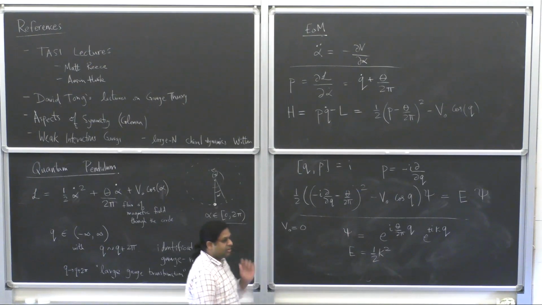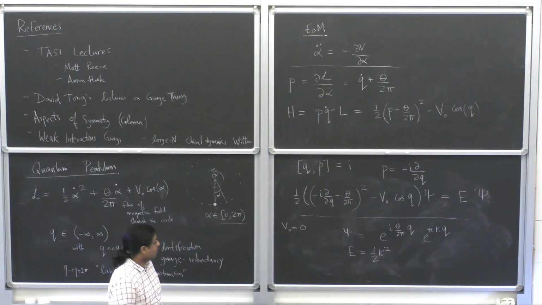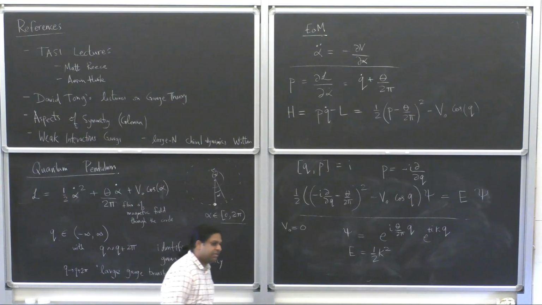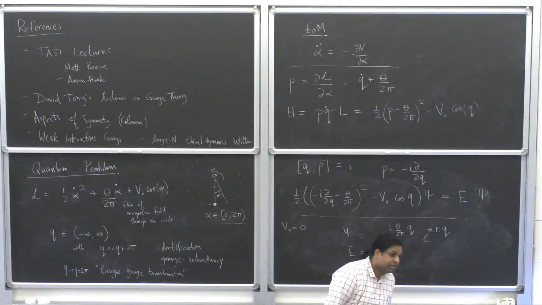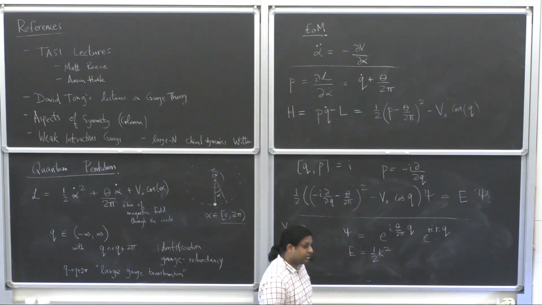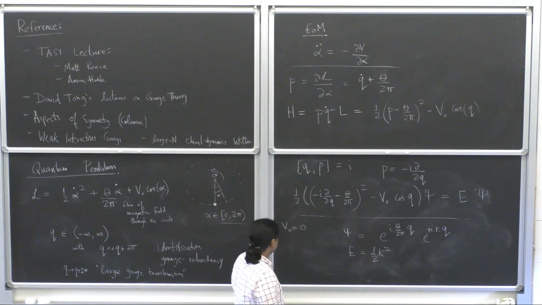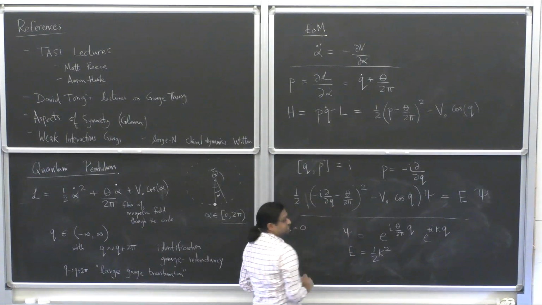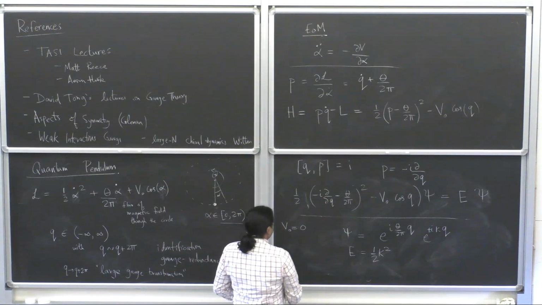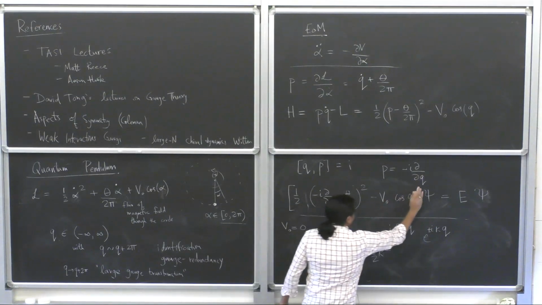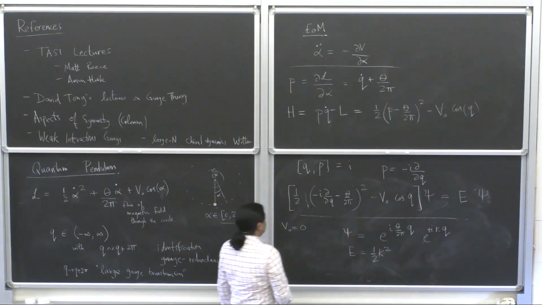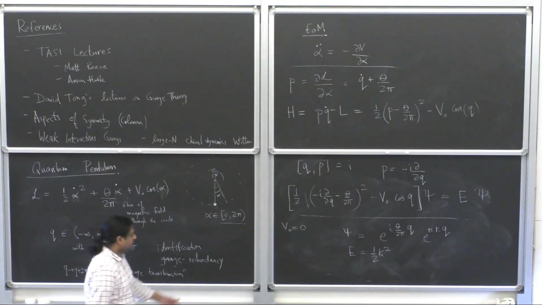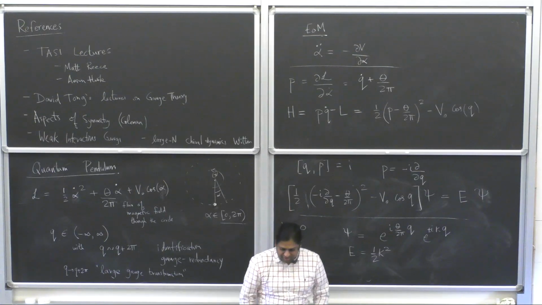Yes, question. Oh yes, sorry. So this is just this. Yeah, thank you. And then this is p squared over 2, the p squared over 2m from the Schrodinger equation.